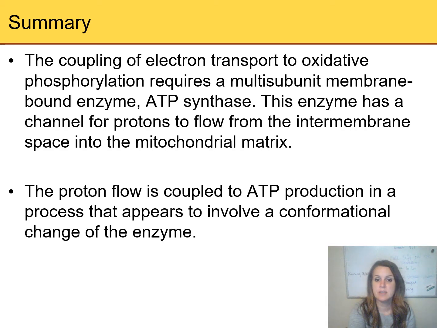Okay, in summary, basically I want you to understand that the coupling of electron transport to oxidative phosphorylation requires this multi-subunit membrane-bound enzyme called ATP synthase. And basically this enzyme has a channel for protons to flow from the inner membrane space into the mitochondrial matrix, and then the proton flow is coupled to ATP production in a process that appears to involve a conformational change of the enzyme. There's a lot of scientific research, and your chapter even goes on to describe some of that that has been done to help demonstrate this, but it's still kind of just a model for how this process works.